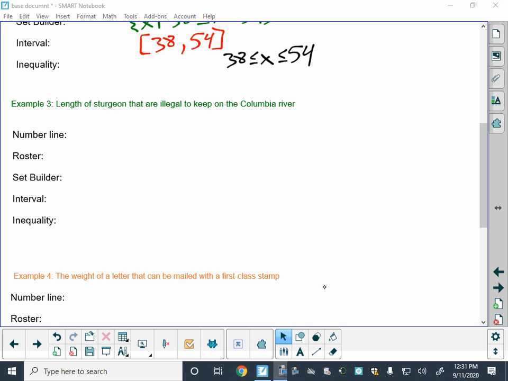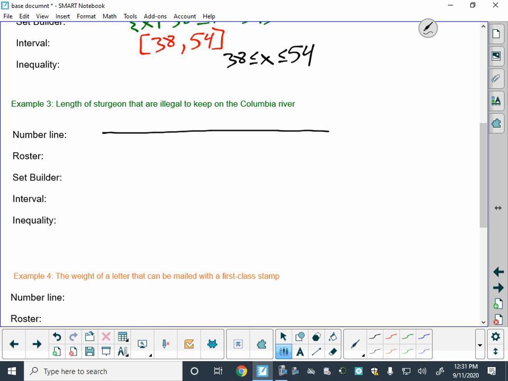Our third example, we're going to look at the length of sturgeon that are illegal to keep on the Columbia River. So I'm going to start with my number line again. There is 0. They can go down to being very small. It's probably just talking about an egg at that point. 38 is going to be an important number for us, and 54 again is an important number.